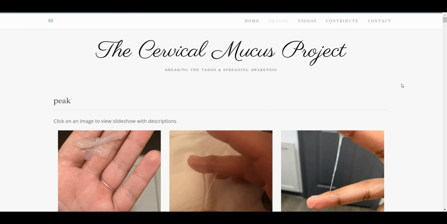So if you're someone who's ever seen this type of cervical mucus, like in your underwear or when you go to wipe, just know it's totally normal, totally healthy. You do not have an infection. You're totally gorgeous and beautiful, and you're all good, okay? So let's take a look at this, and you're going to see a range of how it shows up for different people.